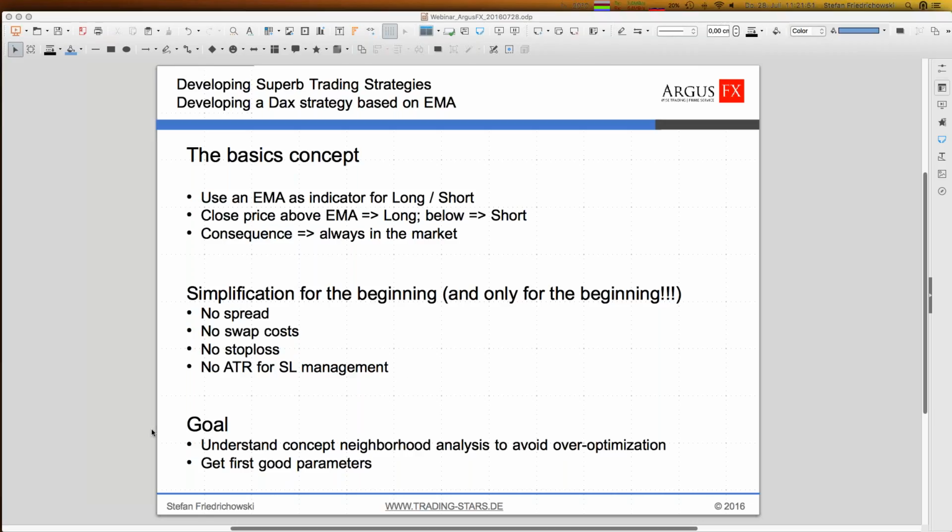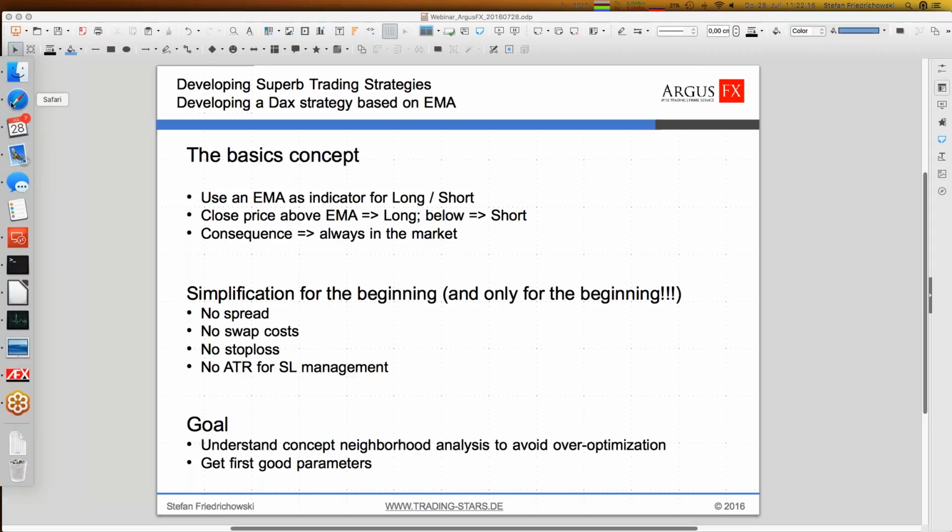My goal here is that you see how easy it is, just in Excel, to get this kind of strategy investigated, and that you can already understand how it works with the concept of neighborhood analysis in order to avoid over-optimization. So it will be a DAX strategy, and I will really start from scratch.